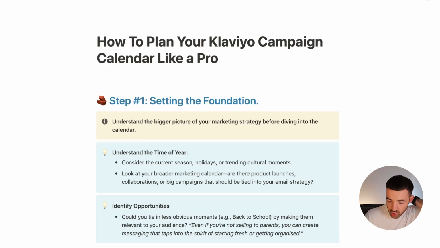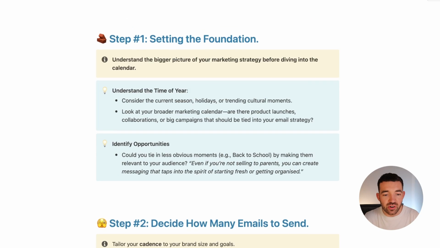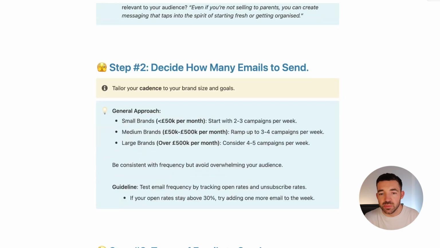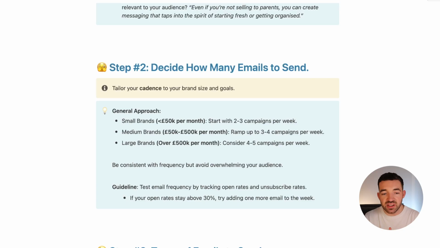The next step in creating your email marketing calendar is figuring out how many emails you should be sending each month. So this will change each month naturally depending on the time of year. November, you're probably going to double the amount of email sends you do simply because of Black Friday, Cyber Monday. But from a general approach, here's what we recommend.